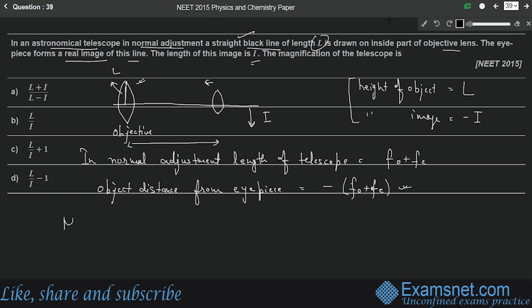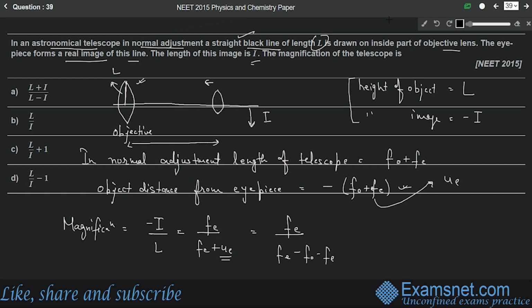Now we have to find out the magnification. So we know that magnification is equal to height of the image, that means minus I, upon the height of the object, that means L. And in terms of focal length, it can be written as FE upon FE plus UE. Okay, UE is what? The distance of object from the eyepiece. So this is minus (FO plus FE). So we can put that here, FE upon FE minus FO minus FE. Okay, we have put UE equals to minus (FO plus FE).